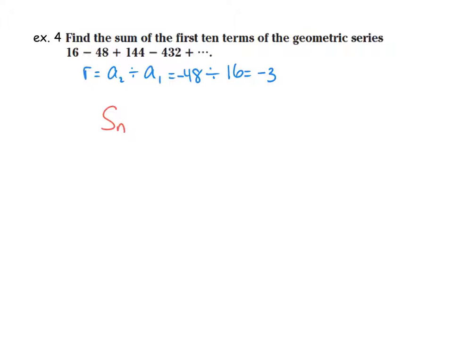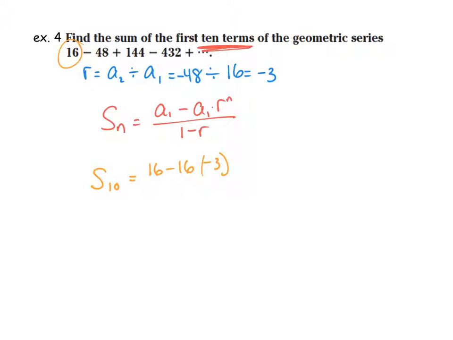That formula for the summation is a1 minus a1 times r to the n, all over 1 minus r. So now I want the first 10 terms, so S sub 10 is what I'm looking for. My a1 is 16. My r is negative 3. And it's just a matter of plugging in.